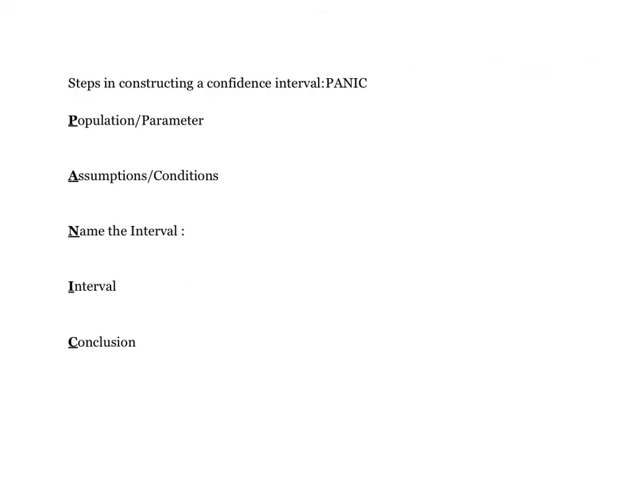Now, there are 5 steps to constructing a confidence interval. And we have a mnemonic memory device here, which we call PANIC. This allows you to do all the necessary steps on the AP exam to get full credit for doing one of these intervals. So, PANIC. First letter is P, and that stands for population and parameter. On the AP exam, they want you to name the population that you're looking at and the parameter you're searching for.